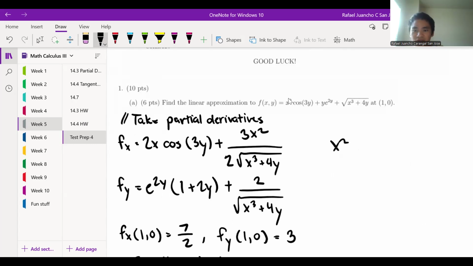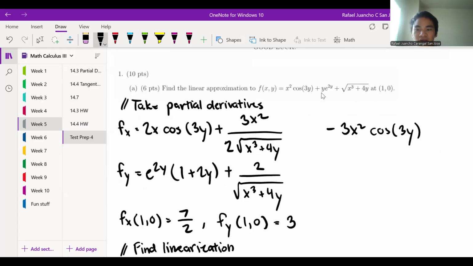I leave this be. Now this cosine, I make it negative and chain rule. So 3, and so here I get, well, I get negative 3x squared, right? Okay, I think I messed that part up. Cosine 3y. Now I don't know where that went here. I actually don't know where that went there. Now my y e to the 2y.